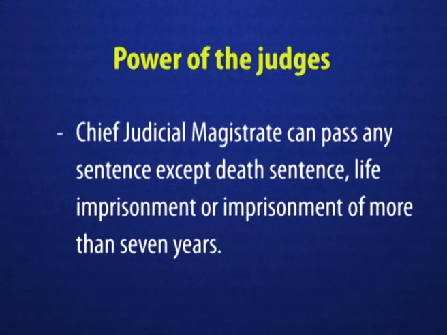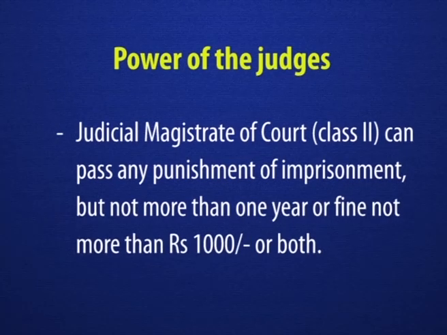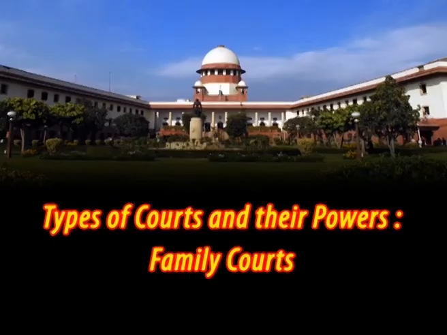A chief judicial magistrate can pass any sentence except death sentence, life imprisonment or imprisonment of more than 7 years. The judicial magistrate of court, that is first class, can pass any punishment of imprisonment but not more than 3 years, or fine not more than 5,000, or both. The judicial magistrate of court, that is second class, can pass any punishment of imprisonment but not more than 1 year, or fine not more than 1,000, or both.